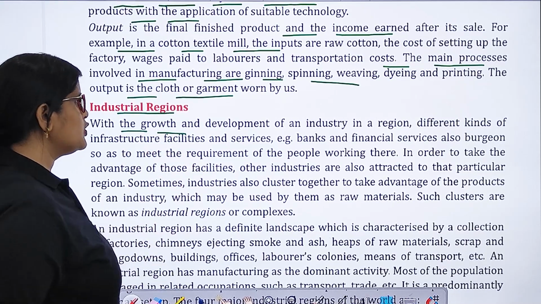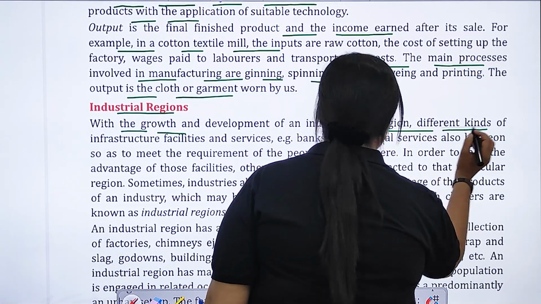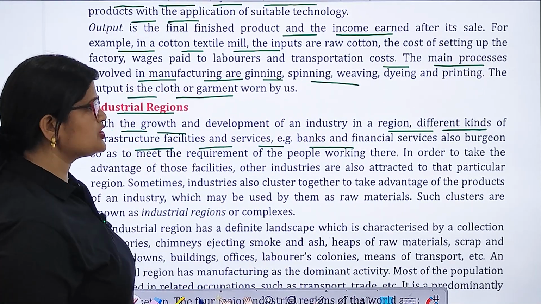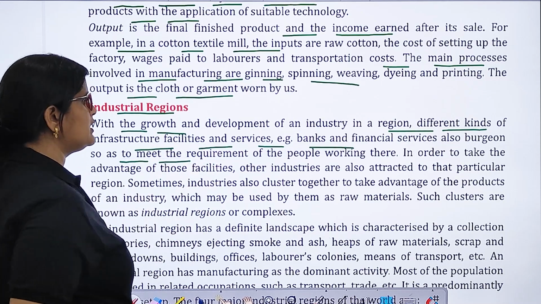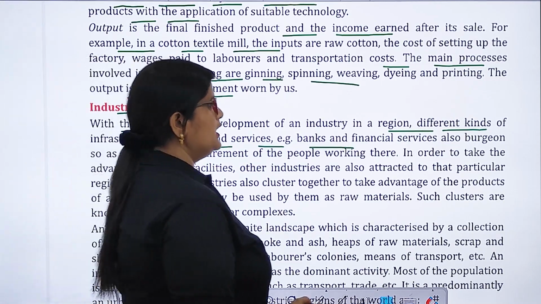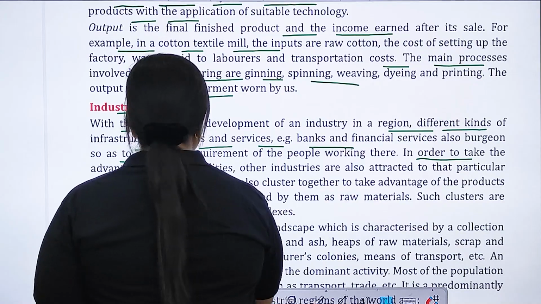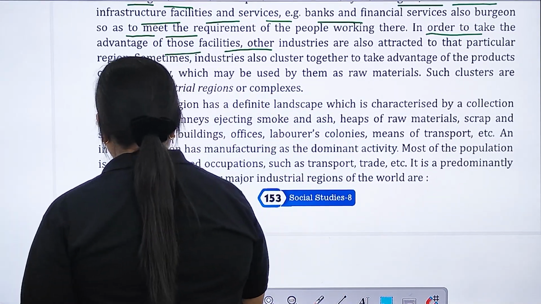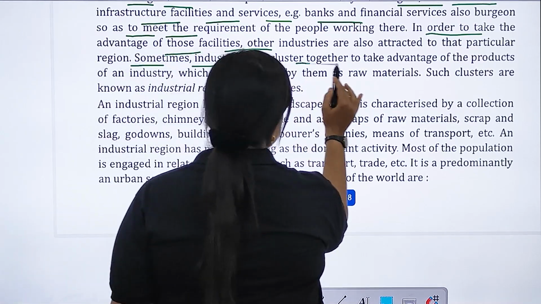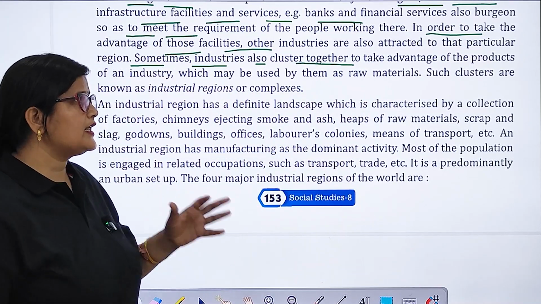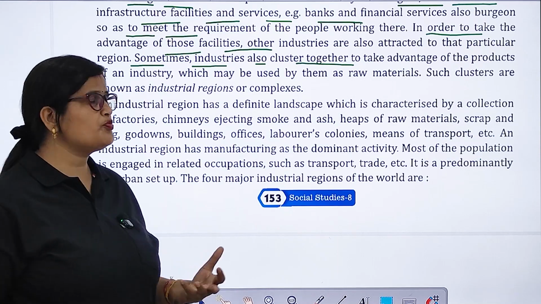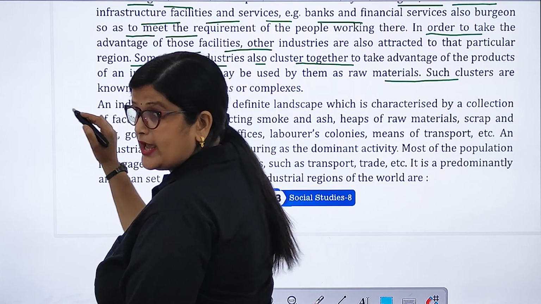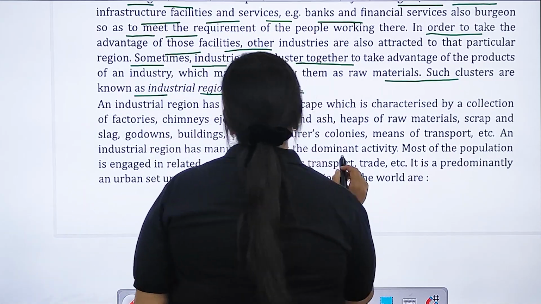Industrial regions. With the growth and development of an industry in a region, different kinds of infrastructure facilities and services, for example banks and financial services, also develop so as to meet the requirements of the people working there, in order to take advantage of those facilities. So other industries are also attracted to the particular region. Sometimes industries also cluster together to take advantage of the products of an industry, which may be used by them as raw materials. Such clusters are known as industrial regions or complexes.